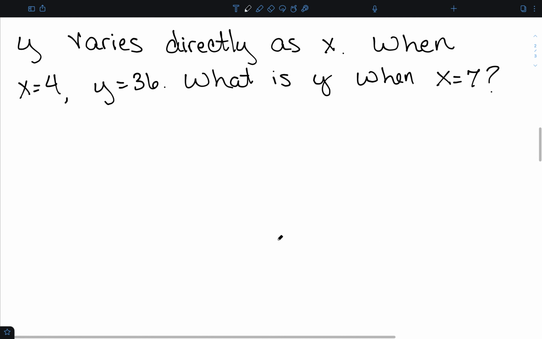As a very basic example, let's suppose y varies directly as x. When x equals 4, y is equal to 36. So what is y when x is equal to 7?